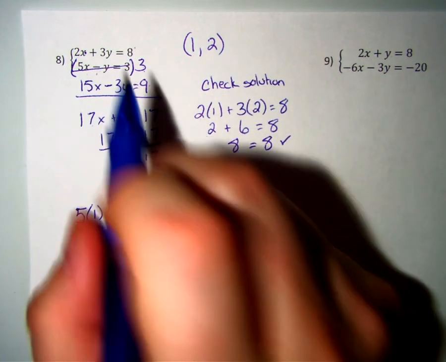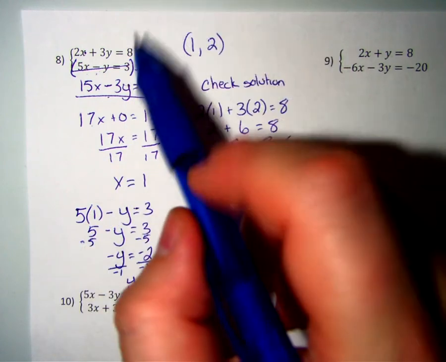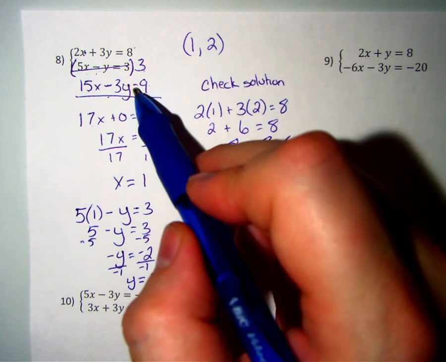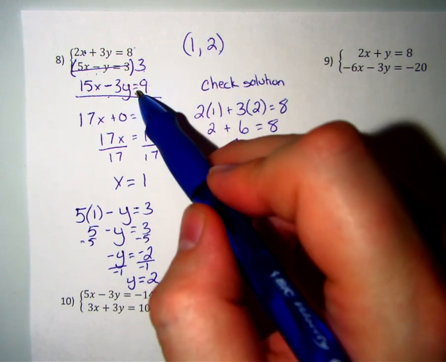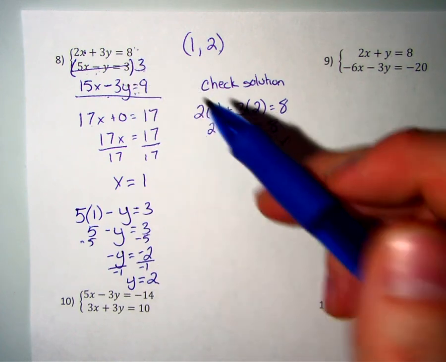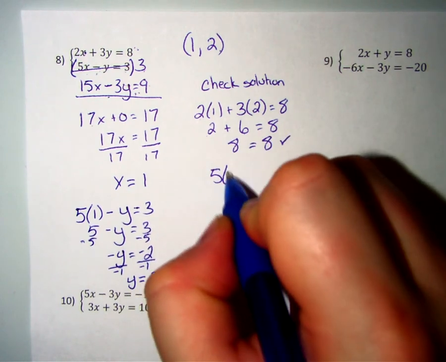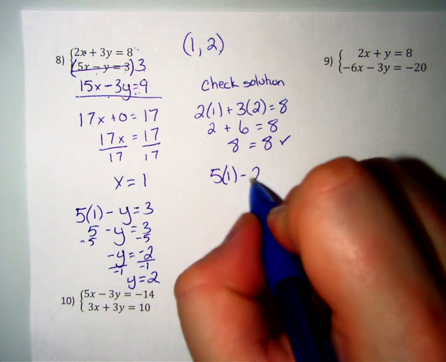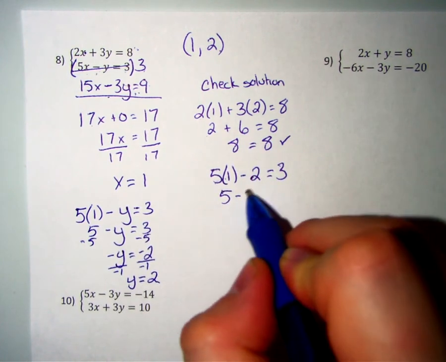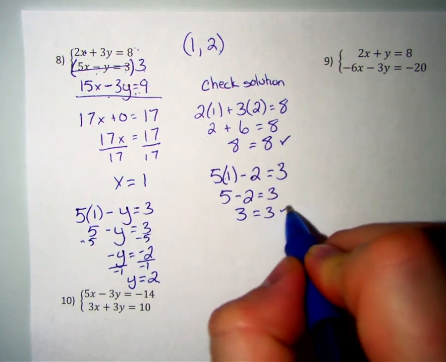Remember, we always go back to the original. We never work with a manipulated one, because if for some reason you make a mistake in distributing through your original equation, your ordered pair may work for your manipulated equation and one of your originals, but not actually work for that. So we always check back to the original equations. 5 times 1 minus a y value of 2 equals 3. 5 times 1 is 5, minus 2 should equal 3, and 5 minus 2 is in fact 3, which equals 3, so we're good to go.